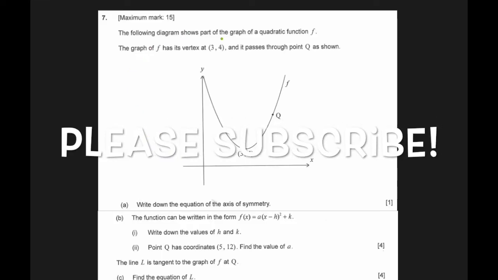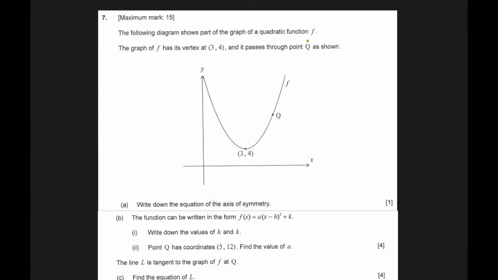The following diagram shows part of the graph of a quadratic function f. The graph has its vertex (3, 4) given here, and it passes through Q. Write down the equation of the axis of symmetry.